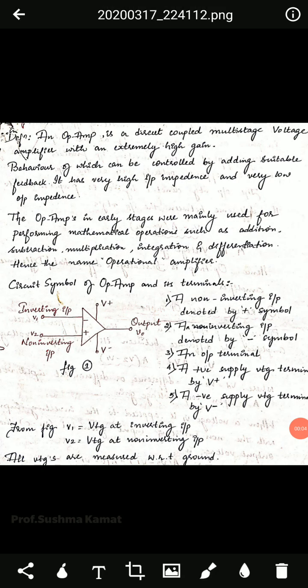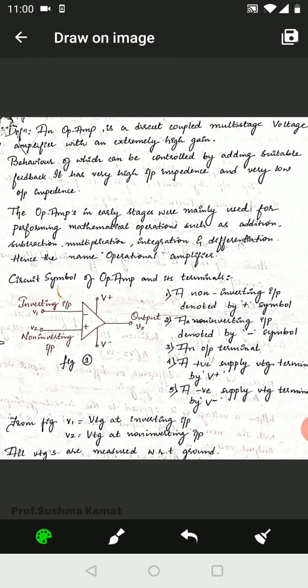I'll be starting with a new module today. Its name is Operational Amplifiers. Here, operational amplifiers in short is written as op-amps. You may be seeing here, op-amp stands for operational amplifiers.